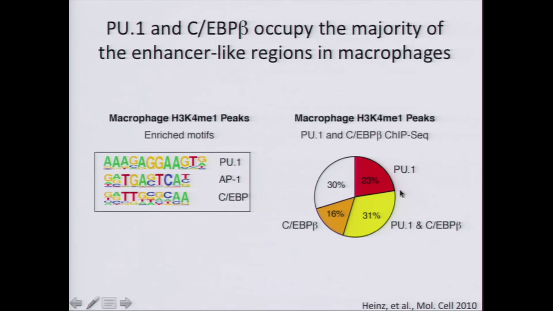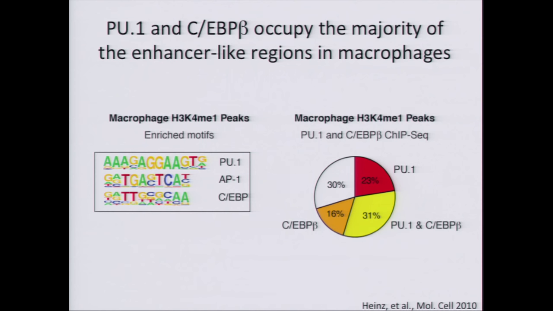Now, this was not just at a subset of enhancers within the macrophage. By combining ChIP sequencing for H3K4 monomethyl, the enhancer mark, and ChIP-seq data for PU.1 and CEBP, we made what I thought at the time was a very surprising observation, and that's illustrated here on the right. So the pie represents the total world of enhancers within the macrophage, and what we observed was that PU.1 and CEBP, either alone or together, were residing at about two-thirds of the enhancers.